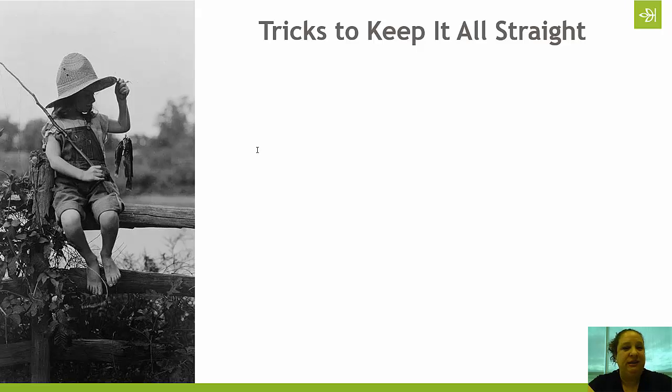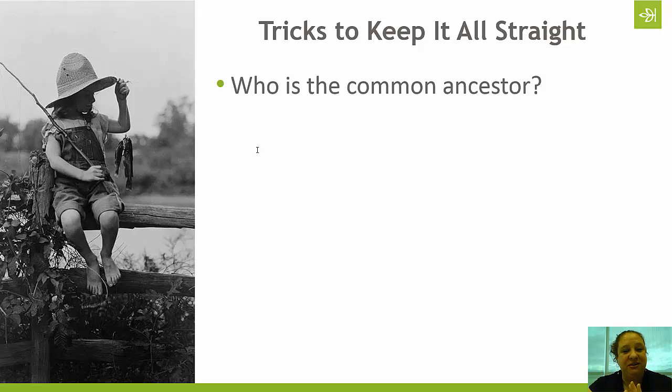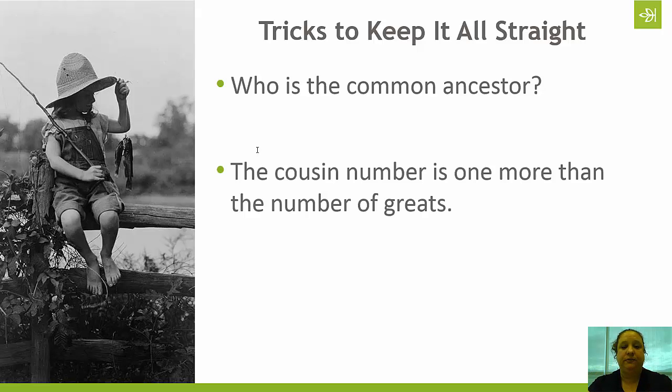As you progress in your genealogy journey, you're going to discover that this makes more and more sense as you go. So just a couple of tricks to keep it all straight. First, you need to decide who is the common ancestor and how many steps back is it to that individual. Is it a grandparent? Is it a great-grandparent? Is it a great-great-grandparent? Right? Who is the possible common ancestor, or who is the known common ancestor? And then the cousin number is always going to be one more than the number of greats, but that's for the closest relationship. So if you're in the same generation, common 3 times great-grandparents, you're fourth cousins, right? One more than the number of greats.